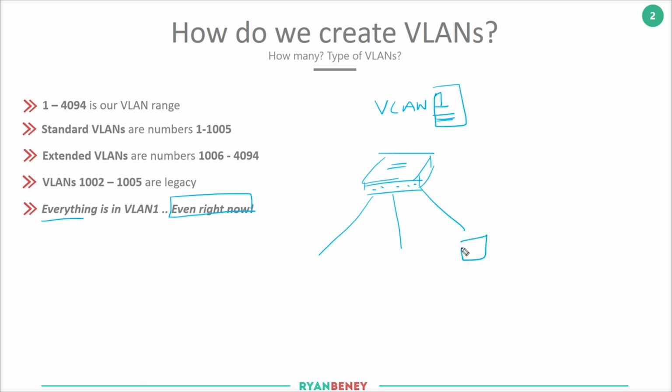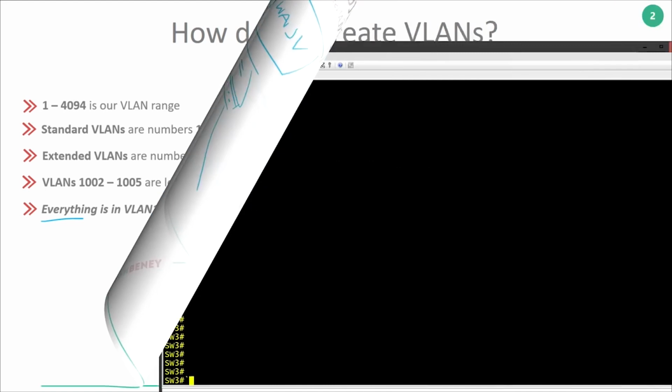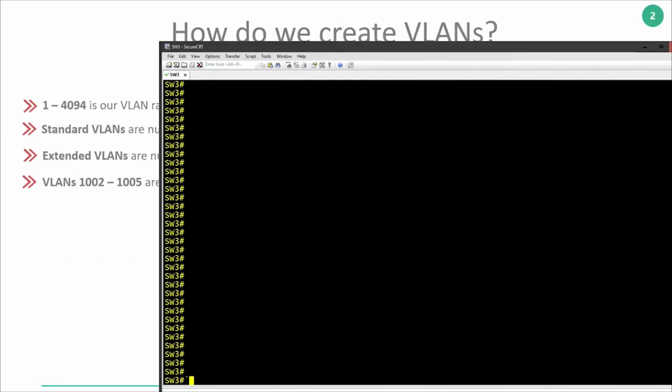So this means that by default, if we were to plug in a couple of PCs and put them onto the same /24 subnet, we would have reachability between the two devices because again, they're inside the same VLAN. And we can see that by looking at the Cisco switch itself. Okay, so here we are just on a switch.